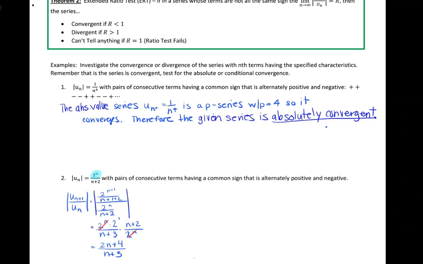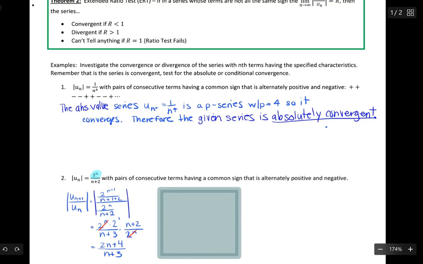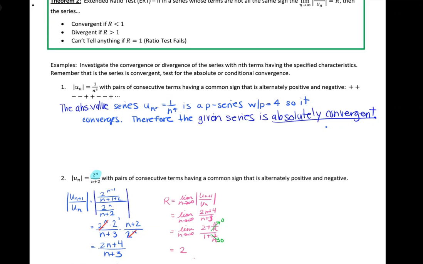All right, so here's the work for the limits, and we got r equals 2. And so then, based on the fact that r equals 2, we can look at our extended ratio test above. And so r is going to be greater than 1. And so we will say that this series is divergent.